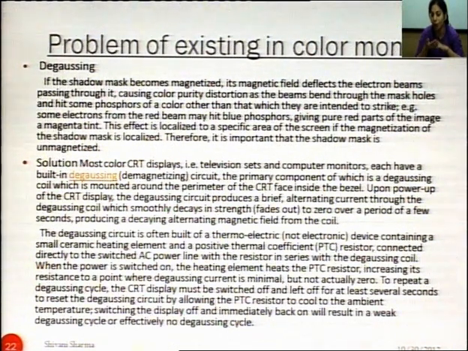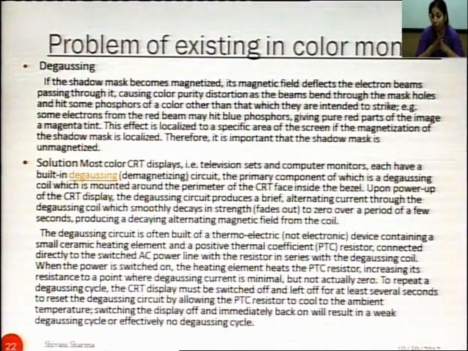When power is switched on, the heating element heats up the PTC resistor and it increases its resistance to a point where the degaussing current is minimum, but not actually 0. To repeat or reset the degaussing circuit, allowing the PTC resistor to cool to ambient temperature and switching the display off and immediately back on will result in a weak degaussing cycle, effectively no degaussing cycle.